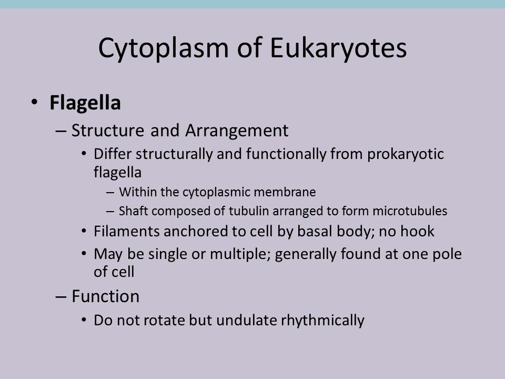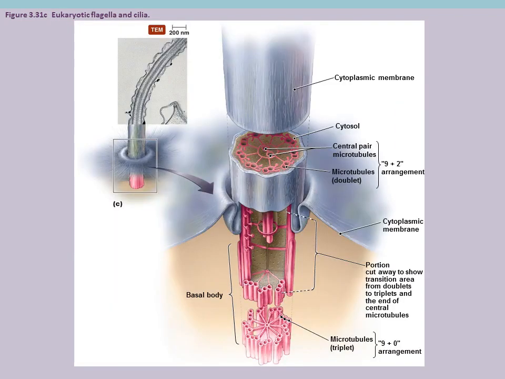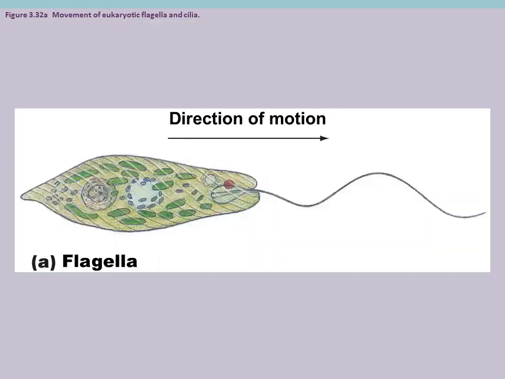Some eukaryotes will have flagella. The structure, the arrangement of it, is different than what we saw with the prokaryotic cells. There is a filament, there is a basal body, but there's no hook. Usually it's going to be found just on one end of a cell. They tend to move in a rhythmic fashion and are used to help move the substance or the cell through the environment. And this is just showing a depiction of what it looks like. So as it moves, it's going to propel the cell through the environment.